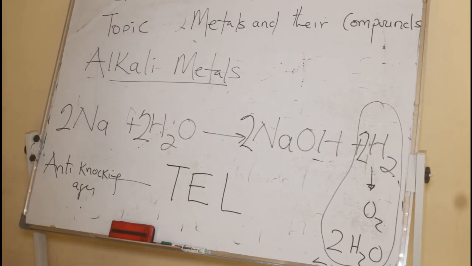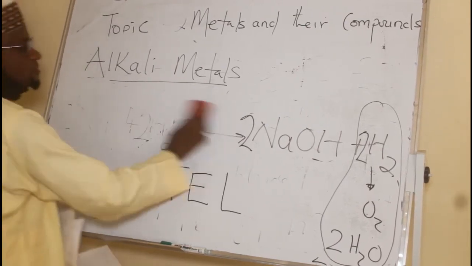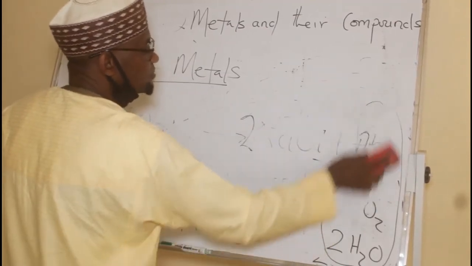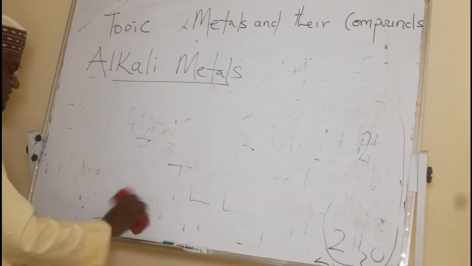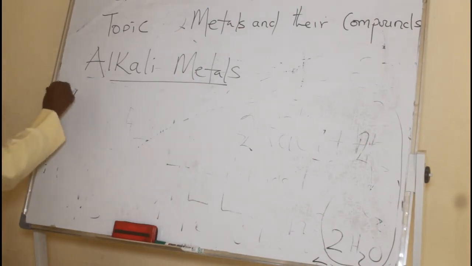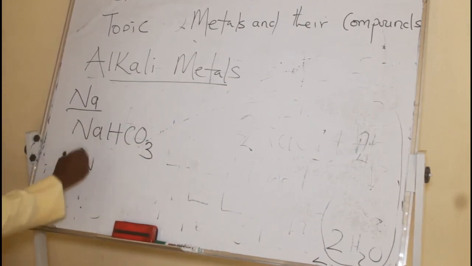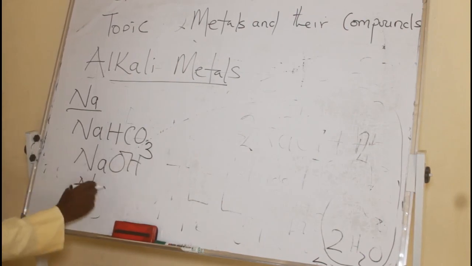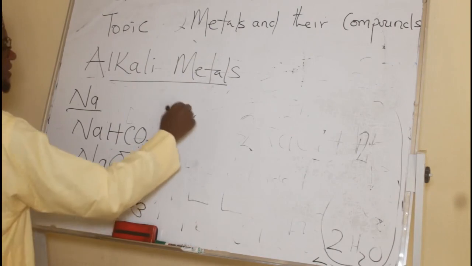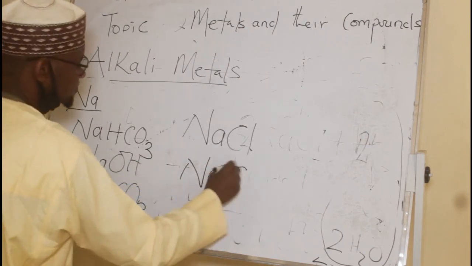Common examples of sodium compounds are sodium bicarbonate, which is used as baking soda, sodium hydroxide, sodium carbonate, sodium chloride, and then sodium silicate. Any question?